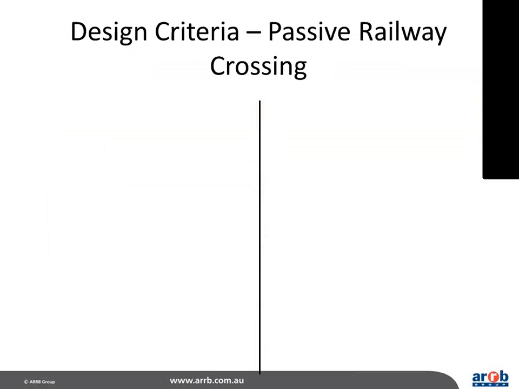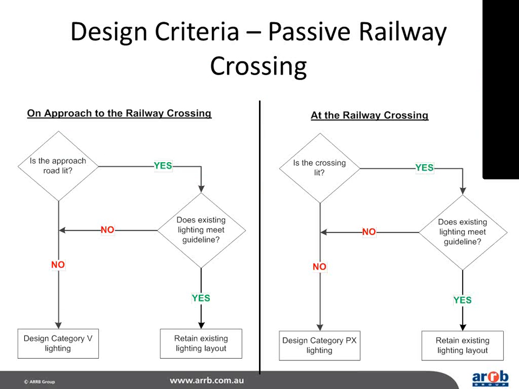And the design criteria for passive crossings. There are two flowcharts that I've prepared. These two flowcharts get practitioners to ask themselves the questions: what kind of lighting do they need on approach to the railway crossing, and at the railway crossing, at passive railway crossings? On the approach to a passive railway crossing, if lighting is required, you will implement category V lighting. And at the railway crossing, if lighting is required, you will implement category PX lighting.